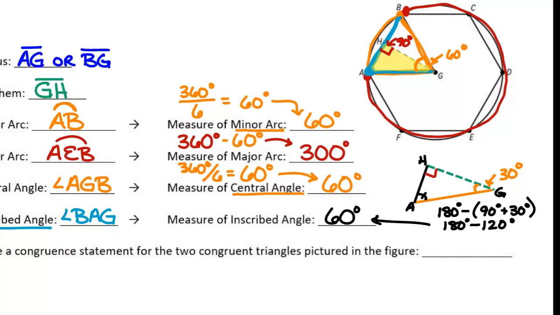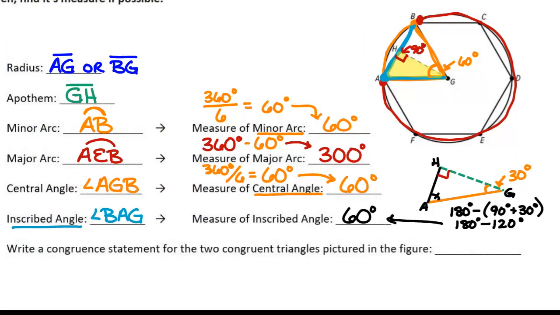Now, one thing I want to point out. This is a coincidence that we have three answers that are all 60 degrees. It is not typical that the measure of my inscribed angle is going to be the same as the measure of my central angle. That's because we specifically had a hexagon here. If I had a heptagon or a pentagon or an octagon, we would not see the central angle and the inscribed angle being the same size. The minor arc and the central angle are going to be the same size. But the central angle and the inscribed angle are typically not the same size.